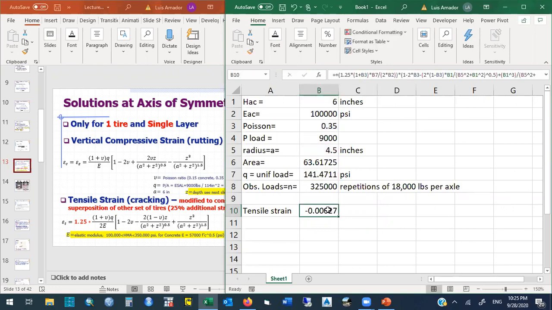It's apparently fine. I'm just going to remove the 1.25 because I know what that value is without the 1.25. Well, it seems more reasonable. The only thing is the tensile strain is negative. Sometimes the sign relates to whether it's compressive or tensile. But for the purpose of this class, we're going to use the absolute value. So I'm just going to put the absolute value here next to it. Now, that only tells me my tensile strain, right?